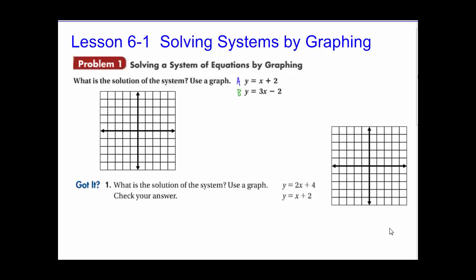If we take the first one, A, we go to a y-intercept of 2, go up to 2 and graph our point. Now we go up 1, right 1, put a point, and we have a nice graph. If we take the B equation, we go down 2, and then up 3, right 1, and up 3, right 1, and you will see that we get this line.